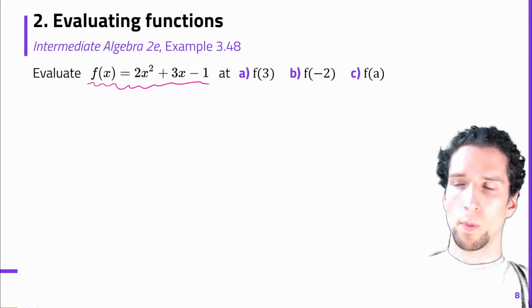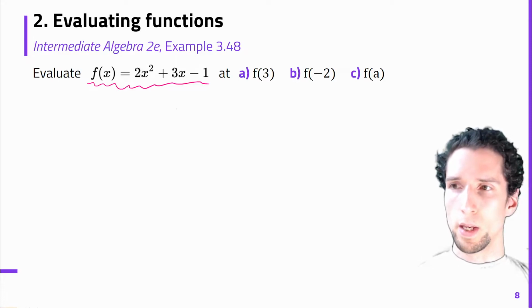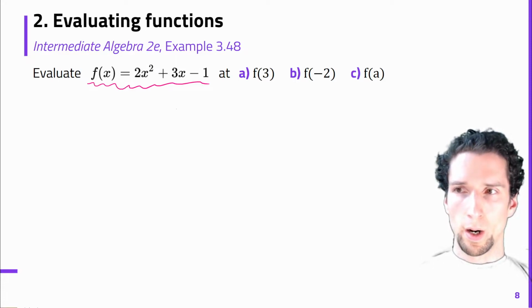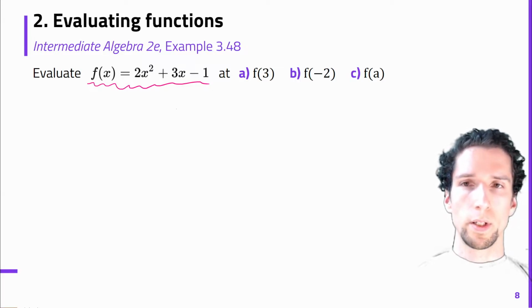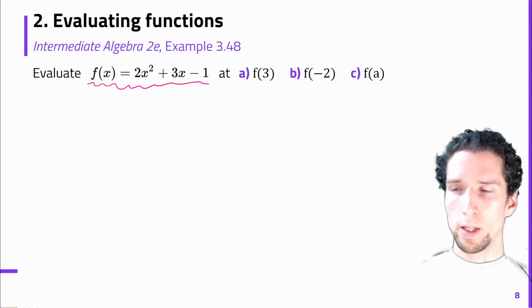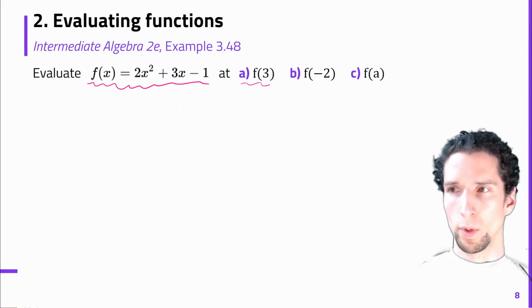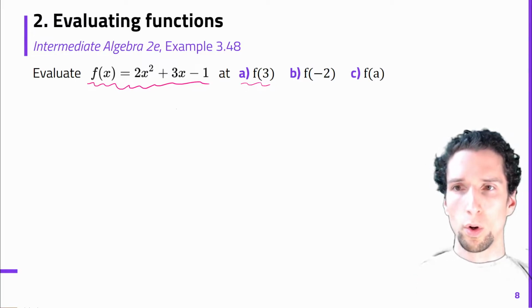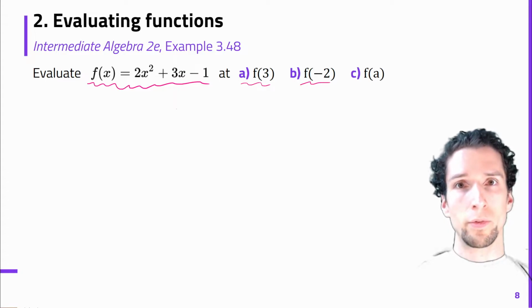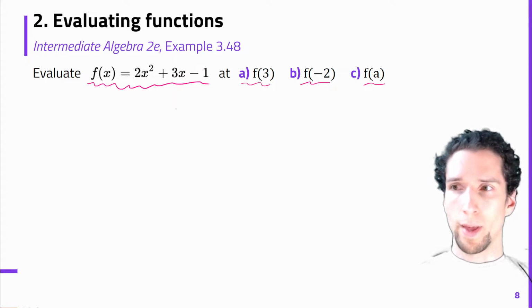So f of x is equal to 2x squared plus 3x minus 1. And we want to know, what is this function equal to first at f of 3, so when x is equal to 3, or what is it at f of negative 2, and at f of a.